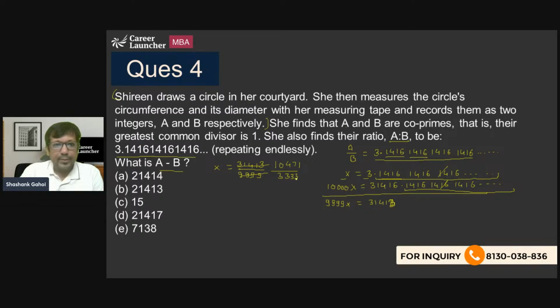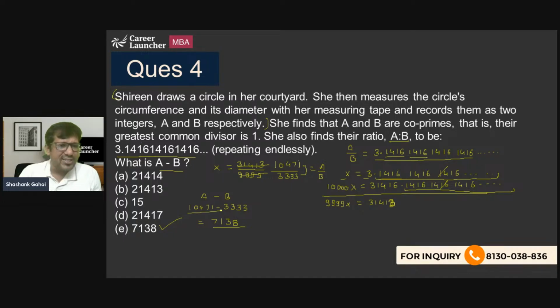Okay. Now this number is divisible by 11 and the numerator is not divisible by 11. So A and B have become co-prime. So basically, what is the value of A? That is going to be 10,471. What is the value of B? 3333. So what is the difference I am going to get? I am going to get a difference of 7,138. So the answer of this question is directly going to be 7,138. You don't even need to calculate the whole value.